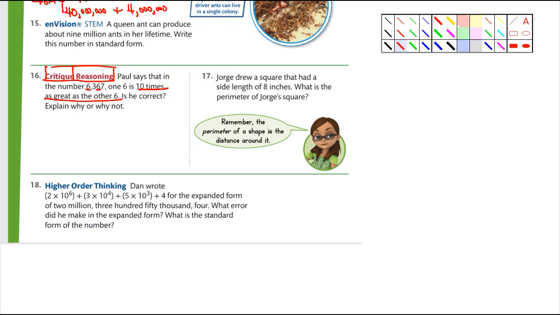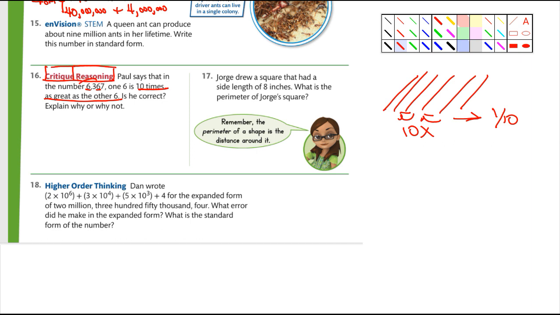Okay. So in place value, we have these slanted columns. And if you recall, each column that we move over to the left is going to be 10 times greater than the one right next to it. But if we're moving to the right, it's going to be 1/10. So these two 6s are not right next to each other, so that's not going to apply. So the answer is no, he's not correct. And explain why, it says.